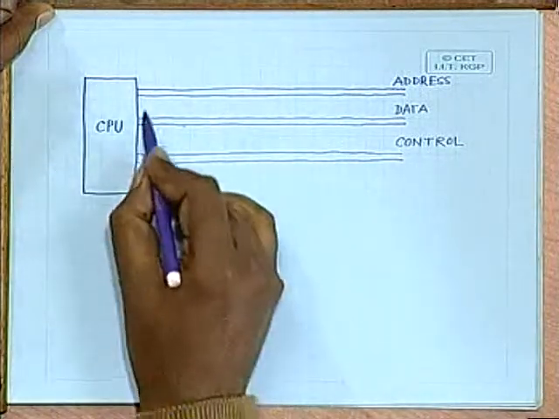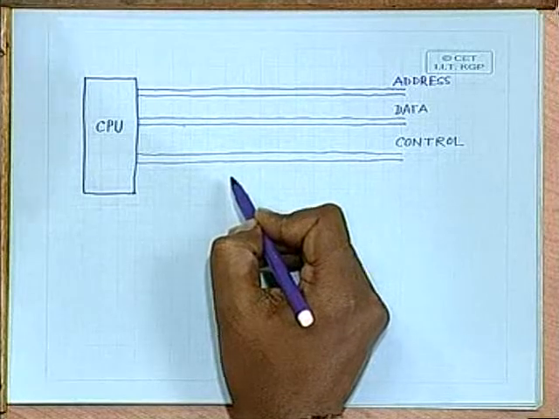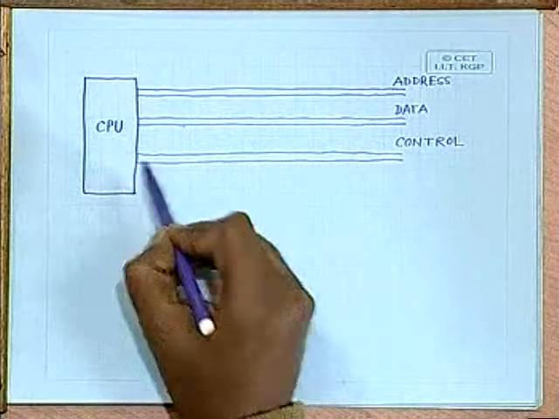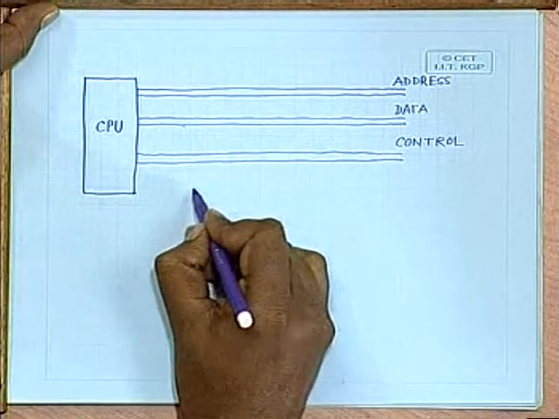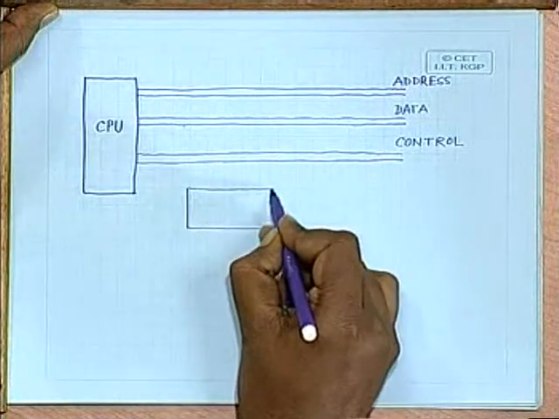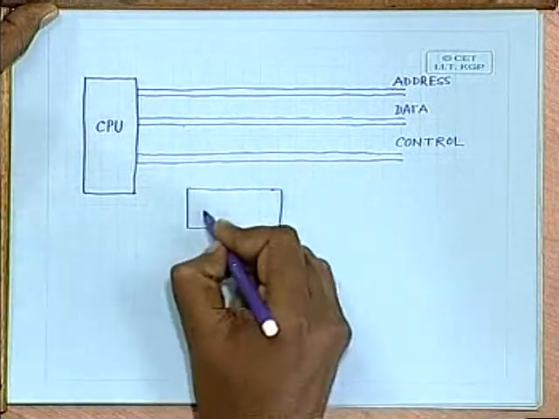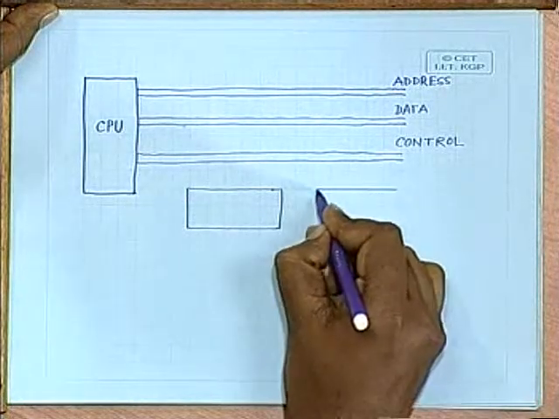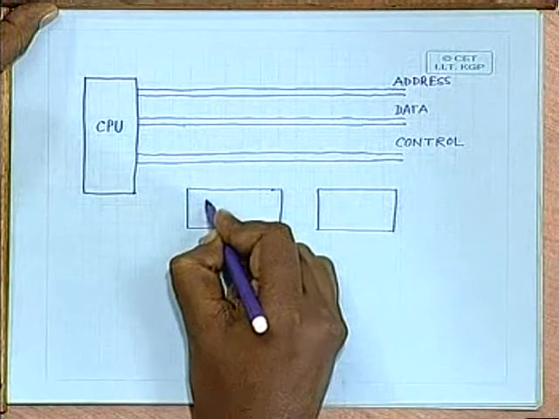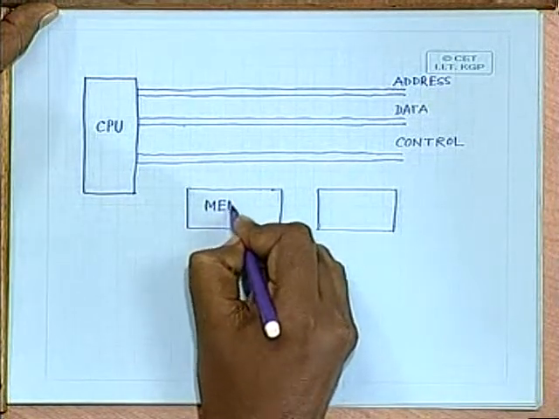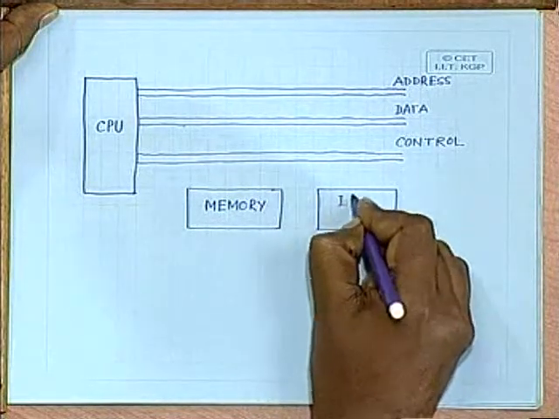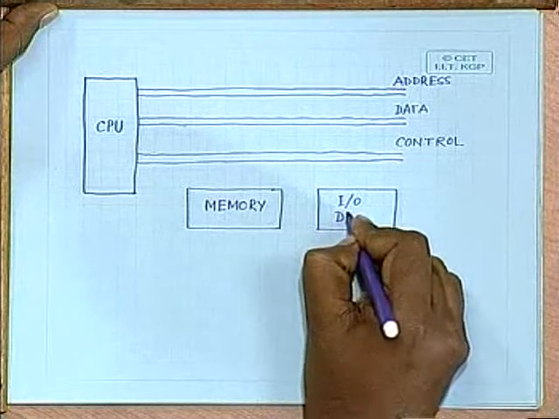So, these are the lines which are available for interfacing this CPU with external memory and also with input output devices. We can put a memory block, and we can also put a block for input output devices. So, we have this block of memory, and we have a block corresponding to the input output device.